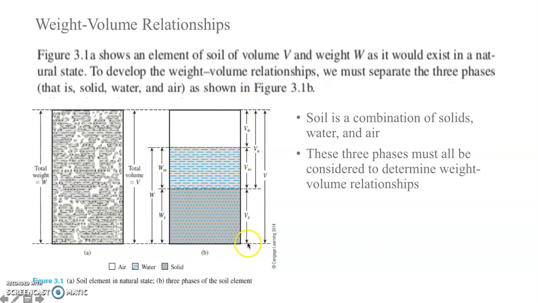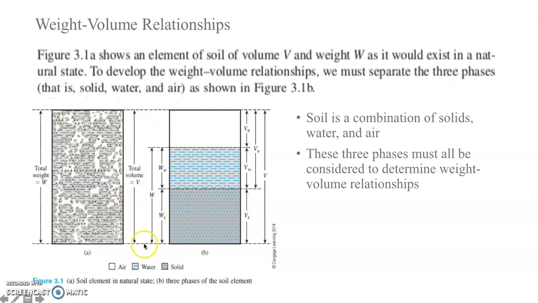And for the total volume, we have the volume of the air, volume of the water, and volume of the solid. The volume of the air plus the volume of the water gives us the volume of the voids, which is denoted as Vv to represent volume of the voids. You have to take note of the components or the three phases of the composition of the natural state of our soil element, which are solid, water, and air.